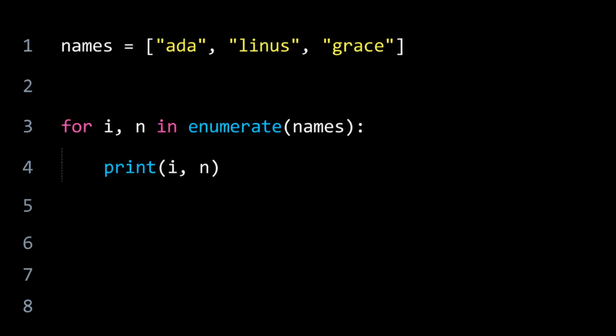But a better approach would be to use the enumerate function, which is just going to say for i and n in enumerate the list names, print i and n. Enumerate gives positions without you having to manage a separate counter.